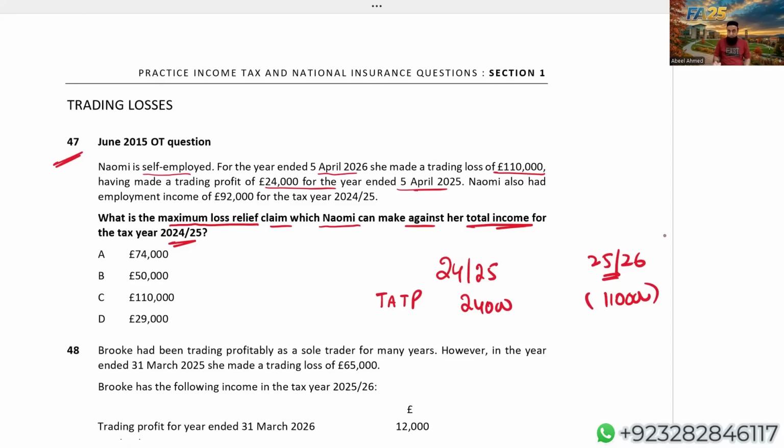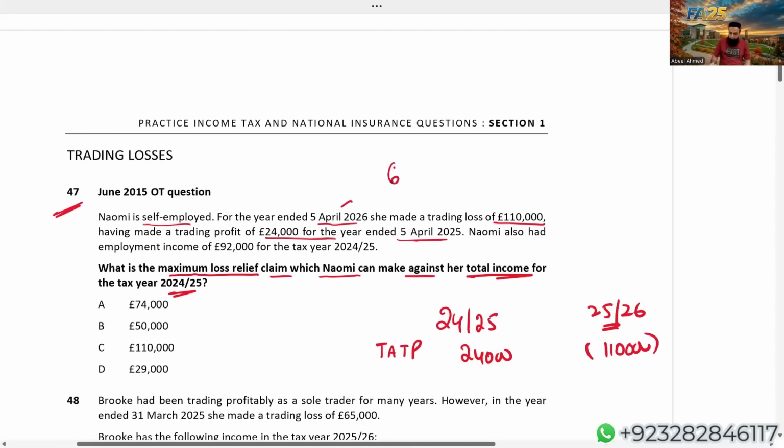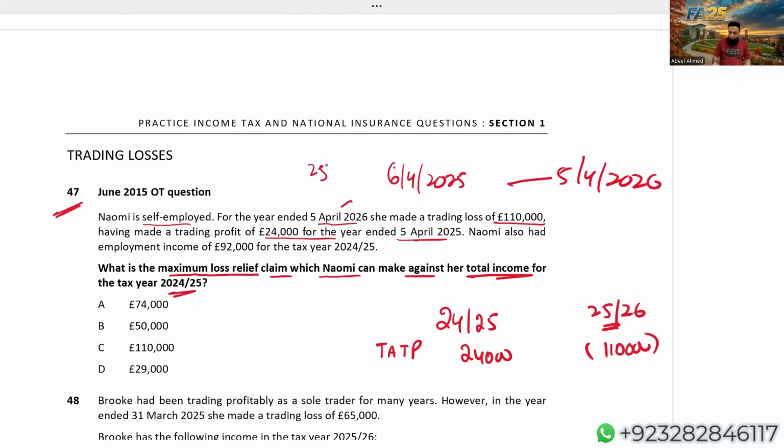Look at how the examiner has smartly organized this question. For the year ended 5th April 2026, every one of you should know that the tax year actually starts from 6th April 2025 and ends on 5th April 2026. So this is your current tax year 25-26. And obviously in the previous tax year, she made a profit. In the current tax year, there's a loss. Fine.